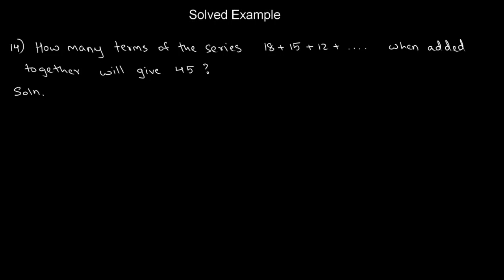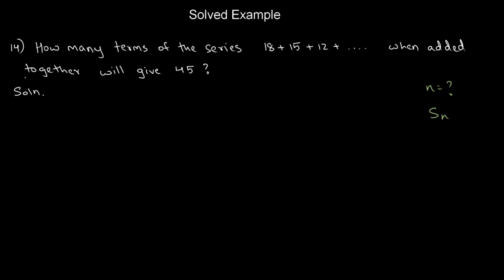How many terms of the series 18, 15, 12, and so on, when added together, will give you the sum of 45? All right. So whenever they're asking how many terms of the series, what they basically mean is what we really need to find is the value of n, actually, right? So since when all of these numbers are added, we are getting a sum of 45, we're dealing with the sum of the numbers. So we will use the Sn formula basically to try and solve this sum, right?